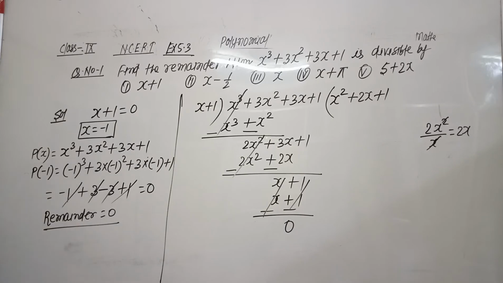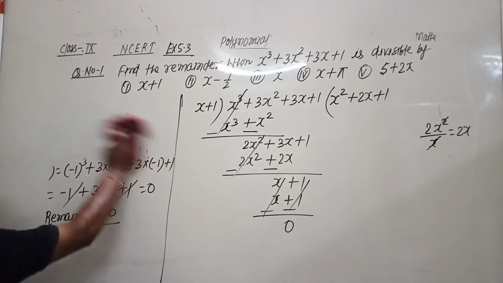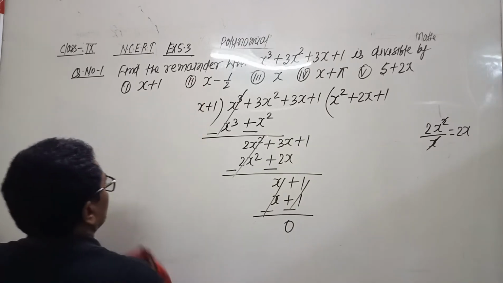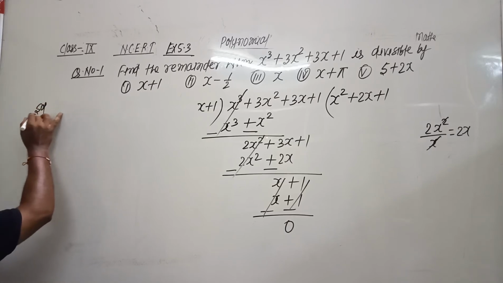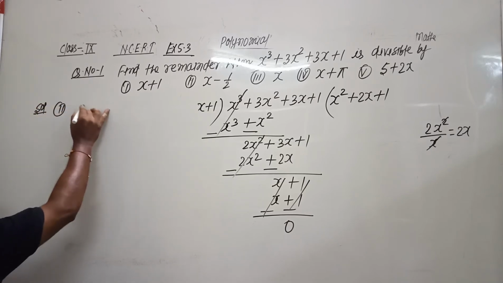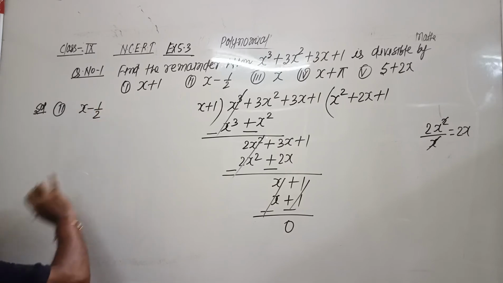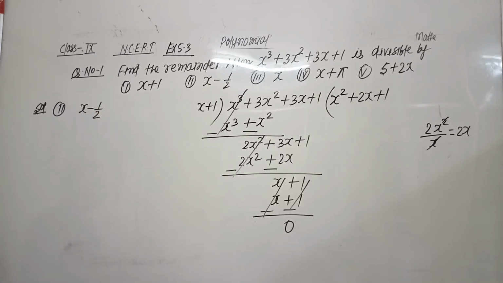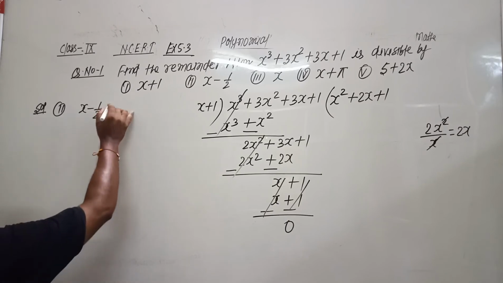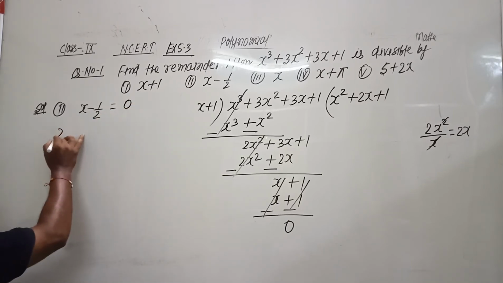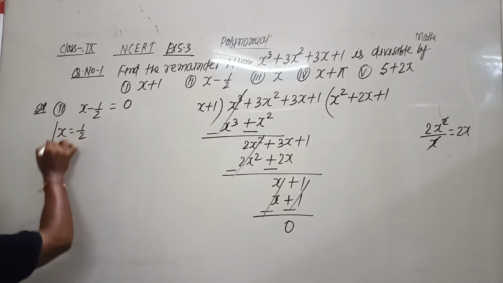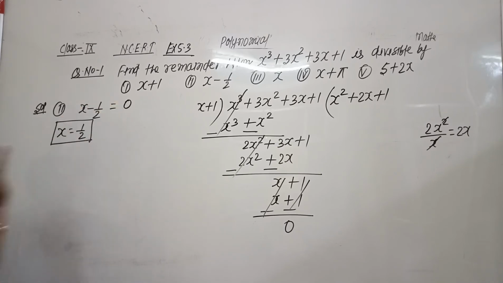For part second, solution of part second, x minus 1 by 2. Make x minus 1 by 2 equal to 0 and find the value of x. So x comes to be 1 by 2. Now put the value of x equals 1 by 2 in the given expression.